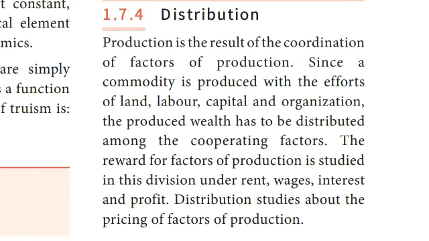Next, distribution. Production is the result of the coordination of the factors of production. Since a commodity is produced with the efforts of land, labor, capital, and organization, the produced wealth has to be distributed among the cooperating factors.